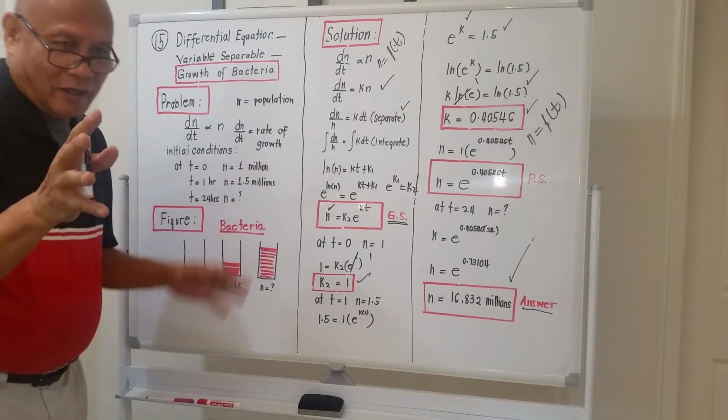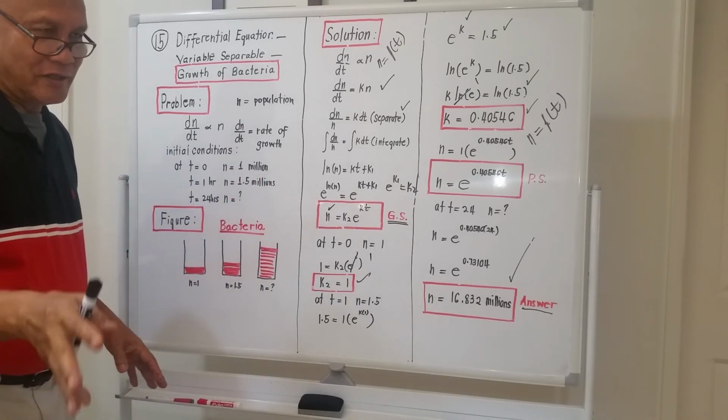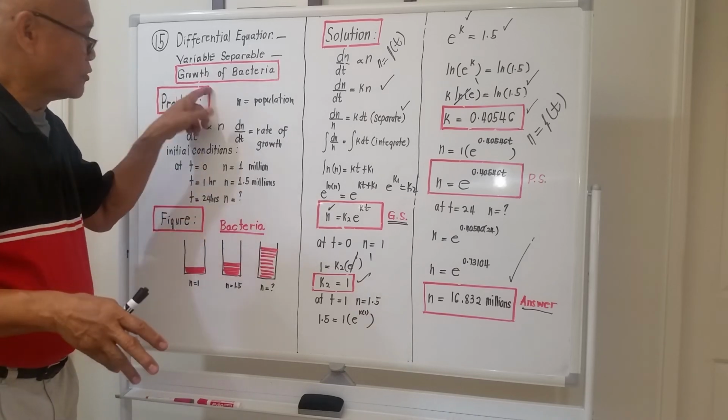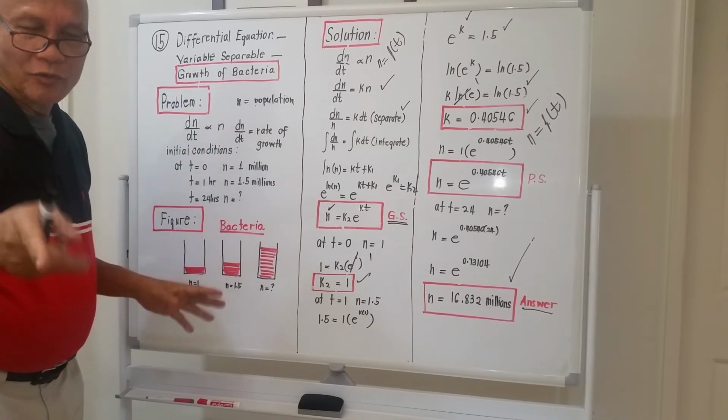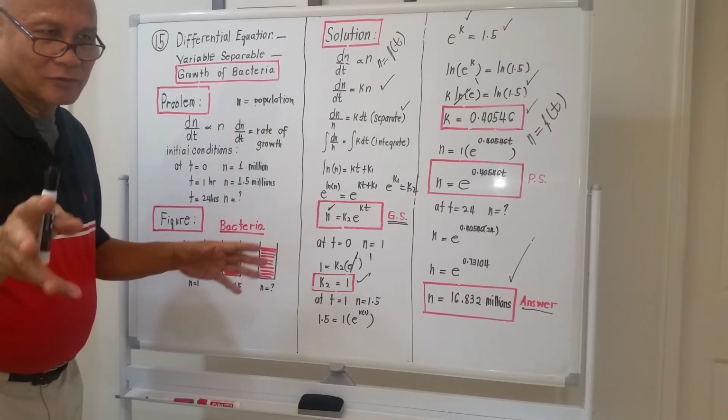Okay. Good afternoon, Los Angeles. That is the growth of bacteria, the computation of the population after 24 hours.